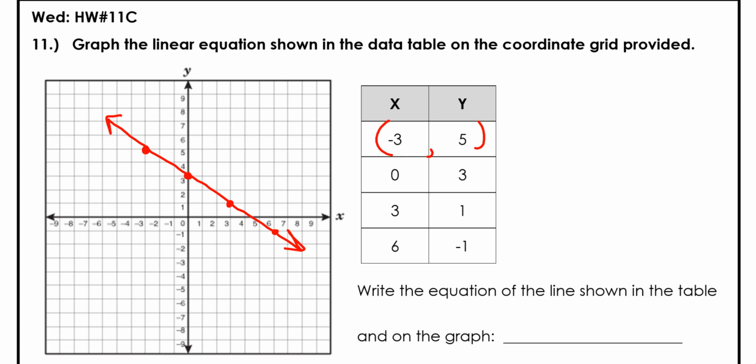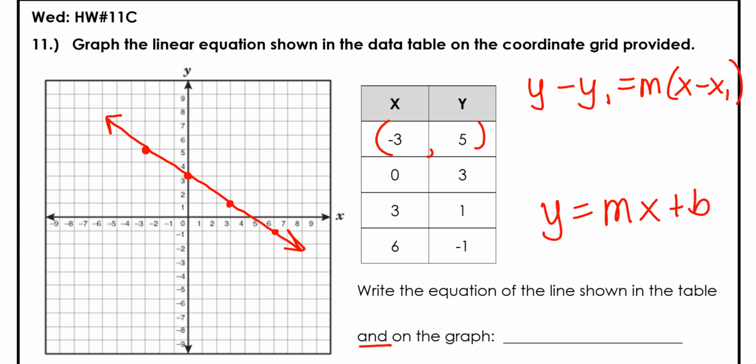Now the task down here says write the equation of the line shown in the table and on the graph. Well, if you did not have this fancy graph, then you would have to use your point-slope formula, right? You'd have to use your fancy point-slope formula to find all of these missing parts. But if you have a graph, you can find your slope-intercept form very quickly if you know the slope and you know the y-intercept. Well, this is the y-intercept. And this is the slope.